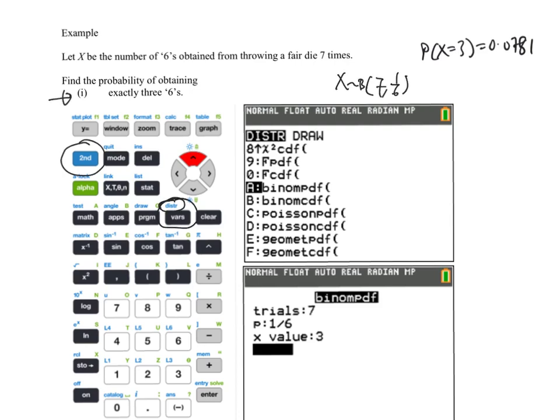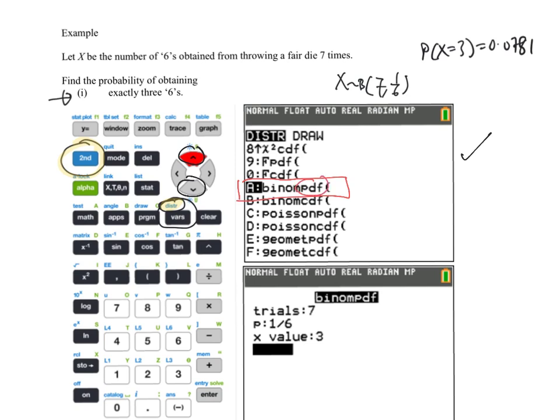Okay, we're looking at the distribution here. Press second followed by VARS. You will see this screen appearing. Over this screen, you press the down button or up button until you select binomial PDF.